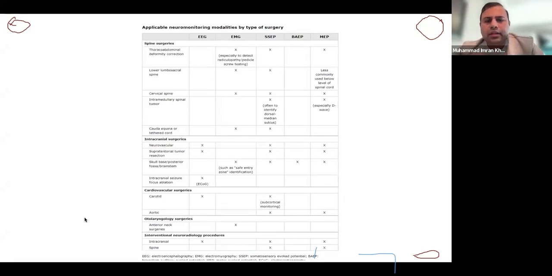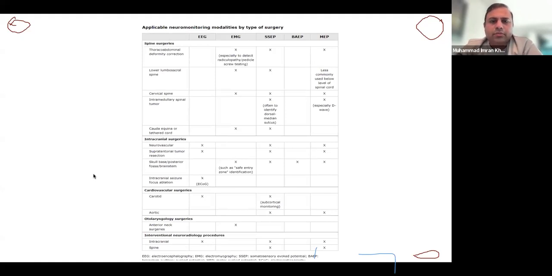Then this is basically a graph that is showing you the applicable neuromonitoring that can be applied and the type of surgeries there are. So, for example, if you're doing a thoracoabdominal deformity correction, you would need an EMG, an SSEP, and an MEP. Whereas if you're doing a lower lumbosacral spine surgery, MEP is not required. Only EMG and SSEP are fine. If you're doing a cervical spine, then you would need EMG, SSEP, and MEP.